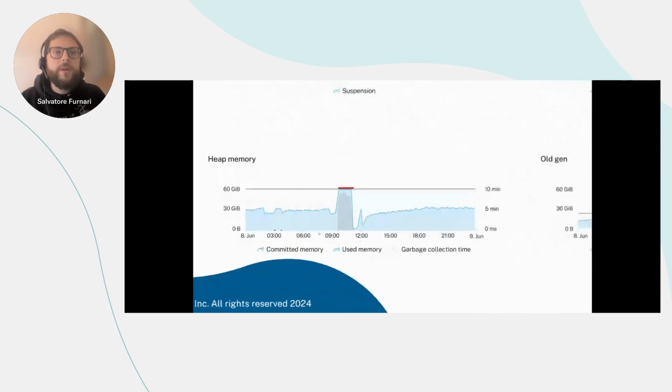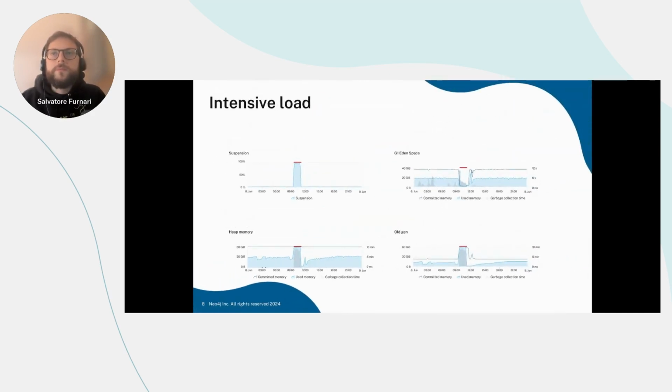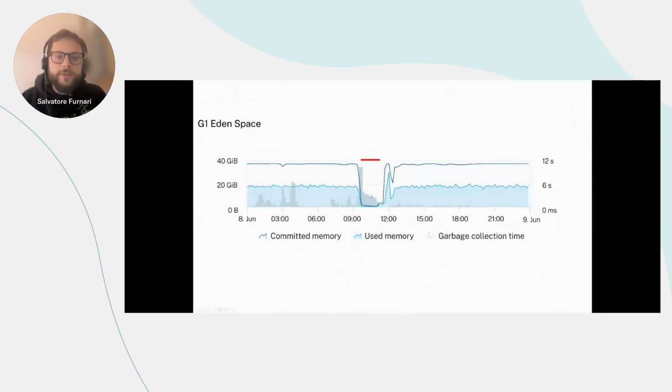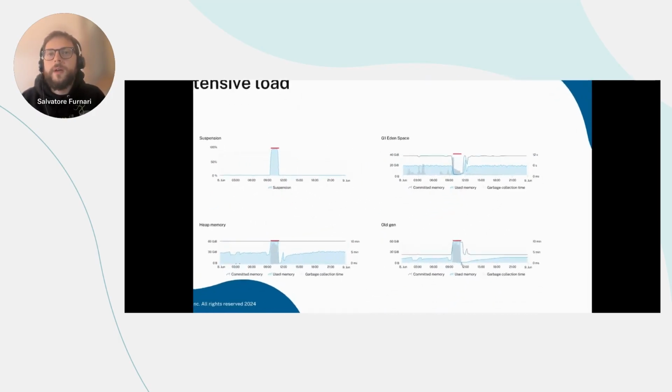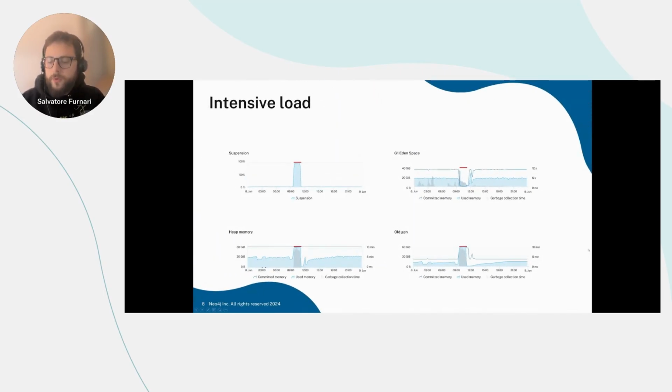We have the heap memory. As observed, at a certain point in time, the memory spiked suddenly, and the new generation became full, triggering a minor garbage collection process that moved all the objects into the old generation memory, which also filled up, and started a major garbage collection process that lasted minutes. So this is a very unpleasant situation.